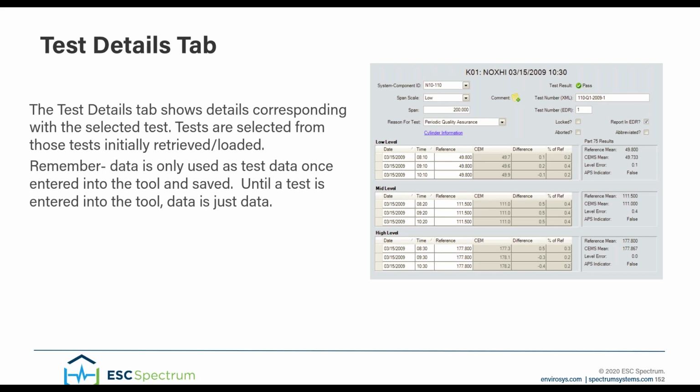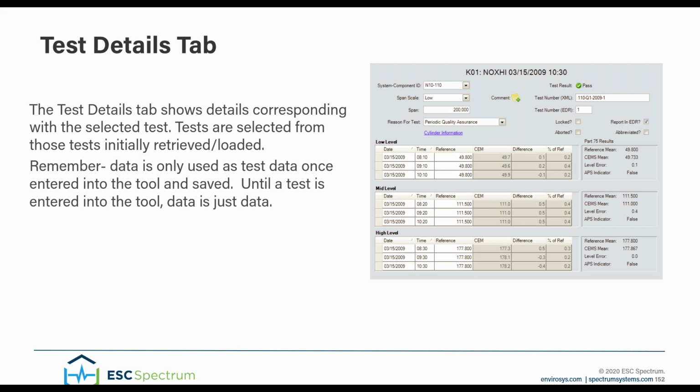Data is only used as test data once it's entered into the tool and saved. Until a test is entered, the data is just data. There are lots of places within StackVision, I call them money in the bank, meaning the information is already there, but we have to tell StackVision what we want to use. In this case, the information would already be in StackVision. We just have to tell StackVision to go out there, gather this information, and use it for the purpose of this test reporting.